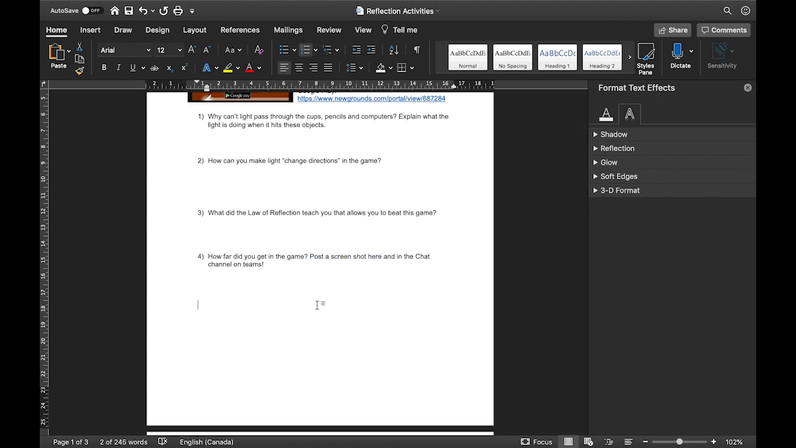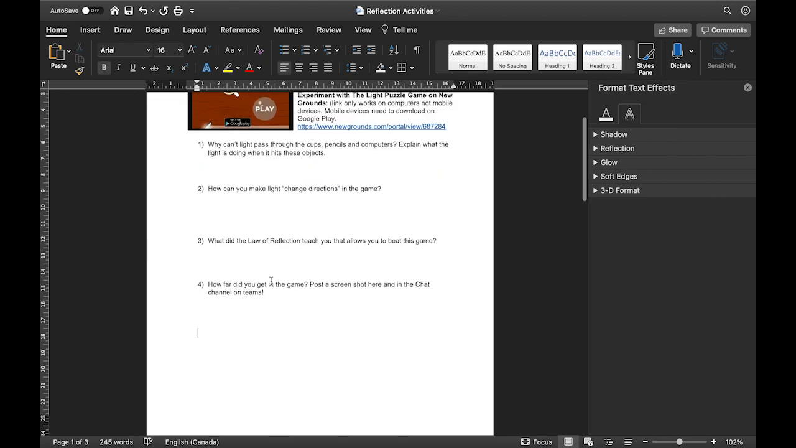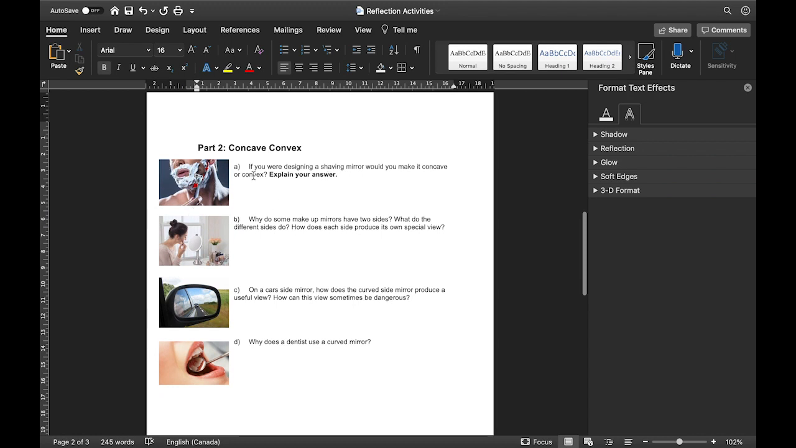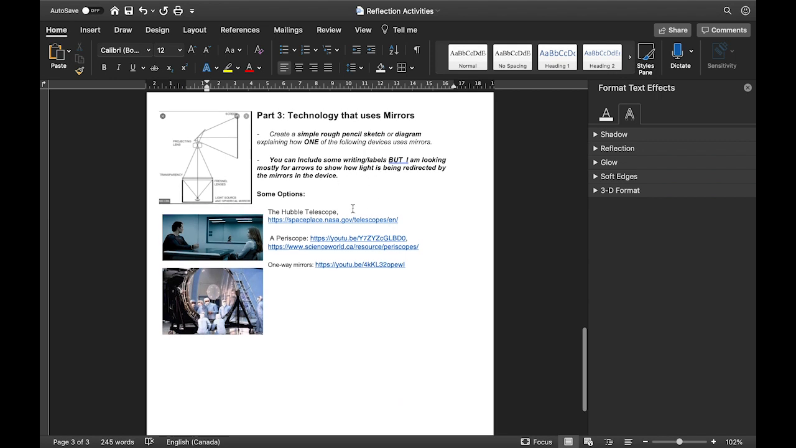on that. And the last question is just to post a screenshot to see how far you got along in the challenge. I'm only at level 25, but it was starting to get kind of tricky. So see how far you can go. The next part is just a couple questions about uses of concave and convex mirrors, and examples that mostly you should be able to find answers to in the PowerPoint. But if you are struggling, you could always look up a little bit of information about why exactly certain types of mirrors are used for certain types of activities. So those are 4 quick questions, just a 2 to 3 sentence answer is sufficient.